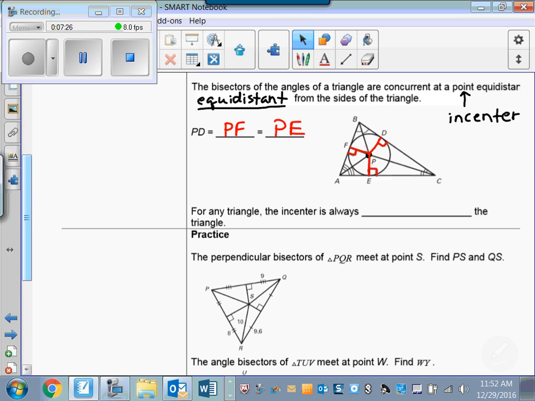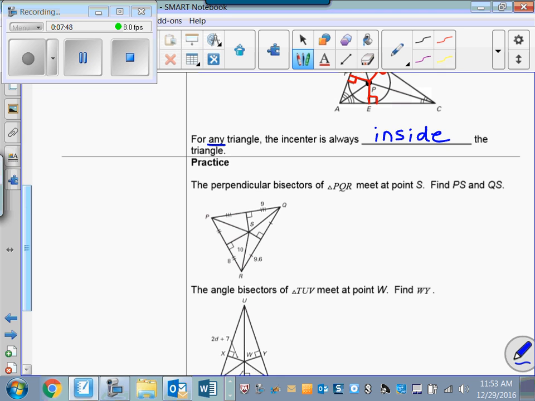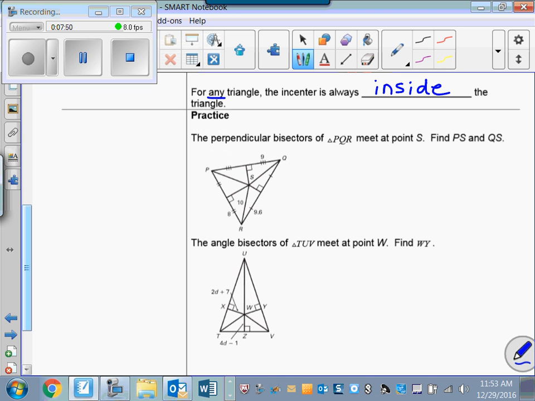Okay, now, you remember how the circumcenter could be inside, outside, or on the triangle? For any triangle and every triangle, the incenter will always be inside the triangle. Think of this: incenter will always be in. Incenter will always be inside. Okay, let's see what we got here. Probably some examples. Yep, a little practice.